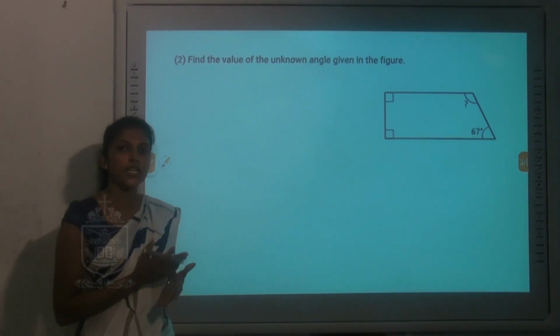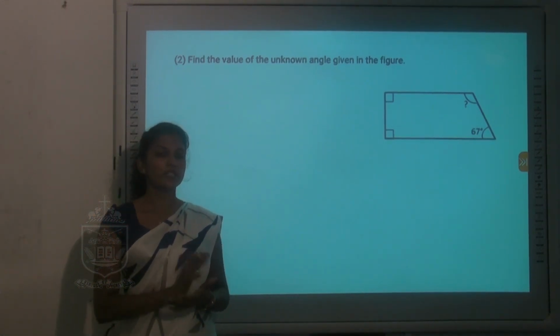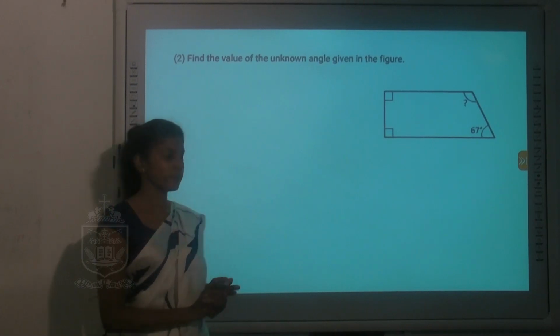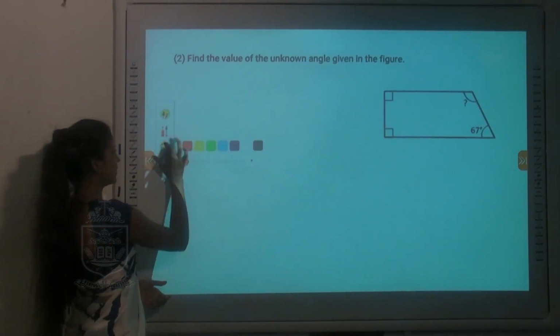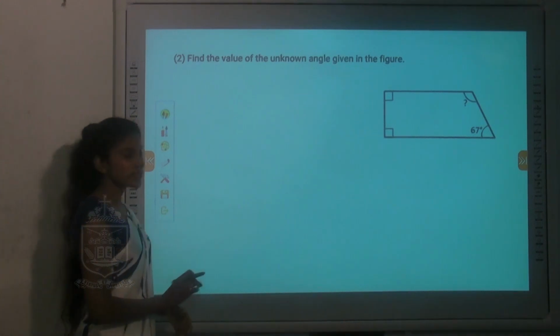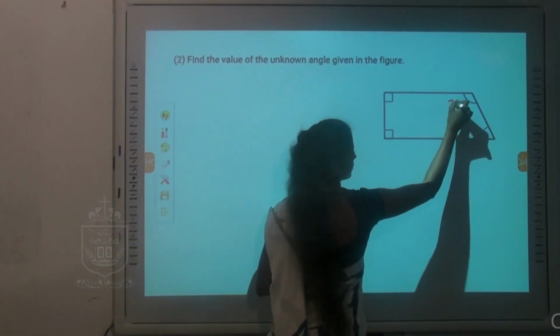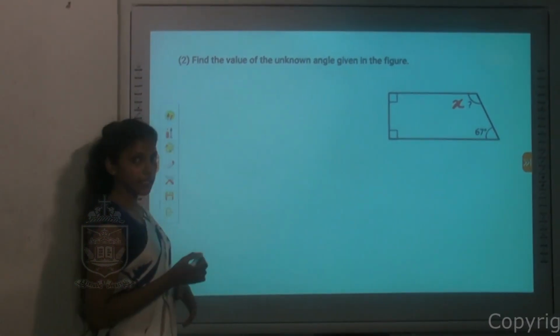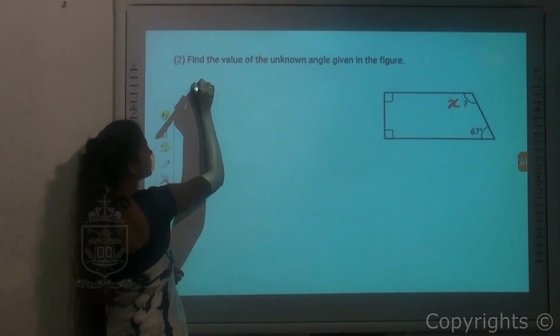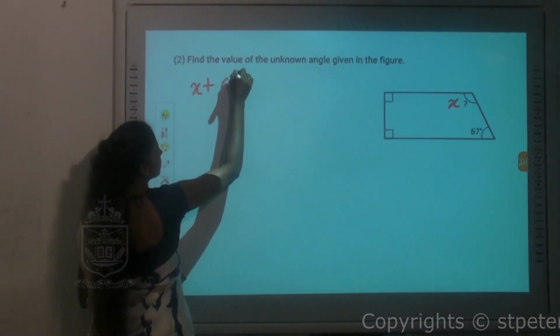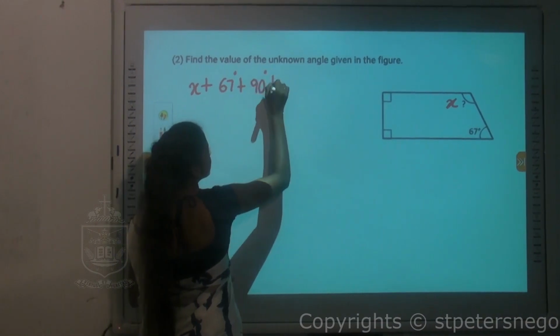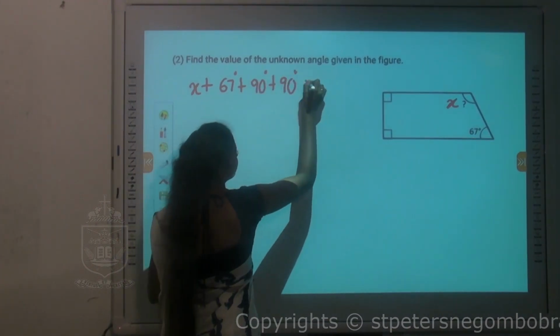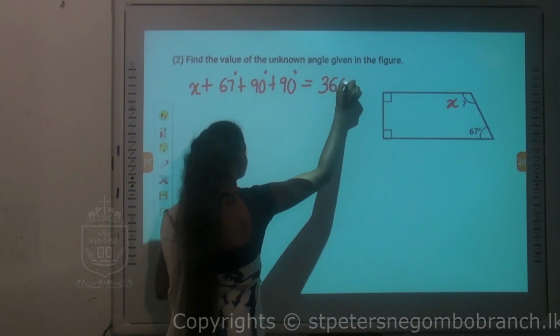It's very simple. You all can select any letter you like, but it should be a simple English letter. So here I'm going to select letter X, right? So I'm going to denote that unknown angle as X and then do the calculation. X plus 67 degrees plus 90 degrees plus 90 degrees equal to 360 degrees.